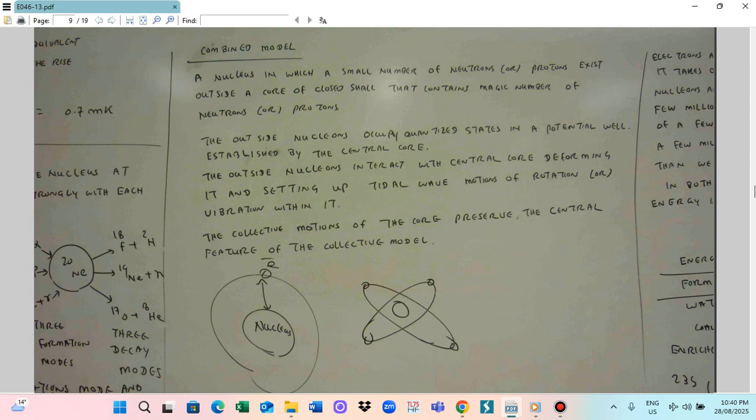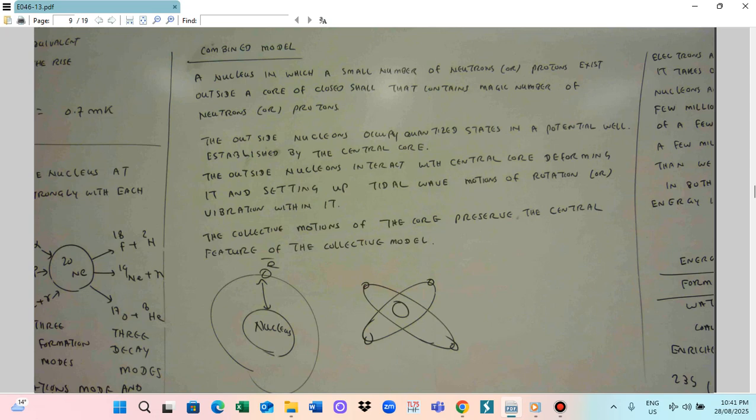The central core exerts a nuclear reaction force between the orbits, on the rotating particles, and their potential energy is determined by the nucleus. So the outside nucleons interact with the central core. Because they interact, the central core will be deforming, and vibration can also happen. Vibration and deforming can also produce a tidal wave motion.